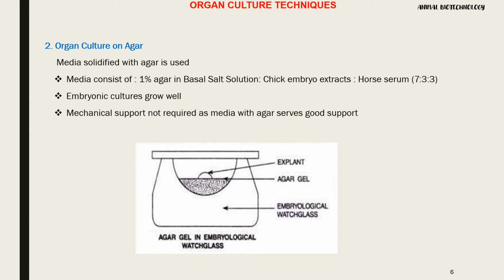The gels are placed on the embryological watch glass as shown in the figure below, and the tissue is placed onto the agar surface. Subculturing is done at intervals of 5 to 7 days. The explant can be viewed through a stereo microscope, hence it can be used for developmental studies.